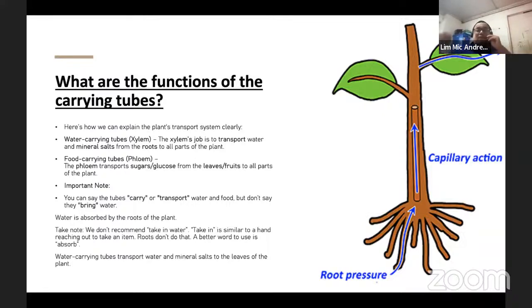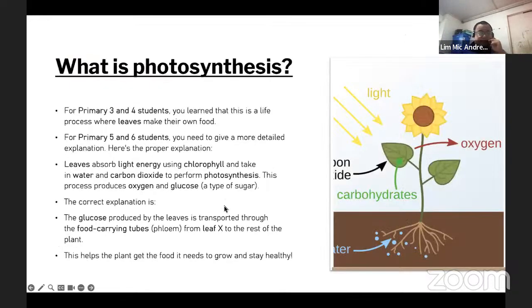So therefore, by using the word taking, we might be confusing the teacher, like use hand or use leg. So we don't recommend using the word taking. We use the word absorb because the roots actually absorb water from the soil to the plant. So these are the important keywords that you have to know when you're dealing with this kind of summary system. All right. Next up.